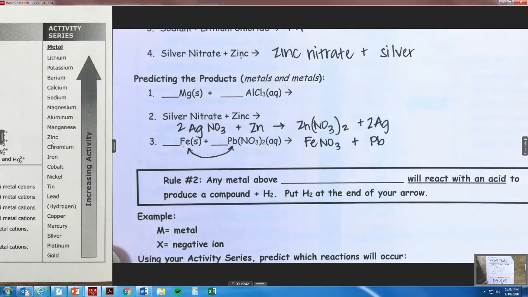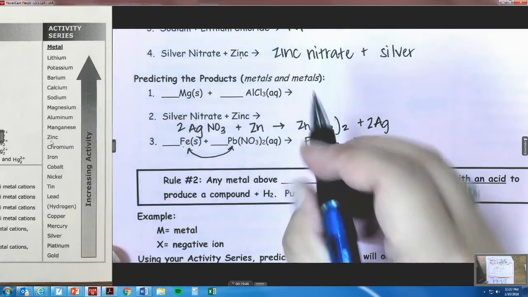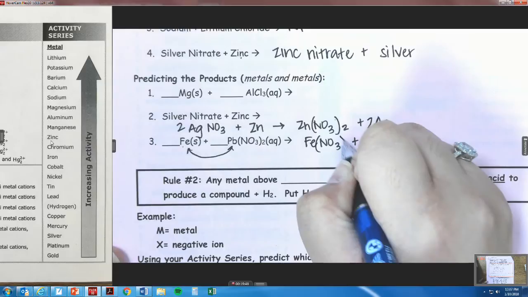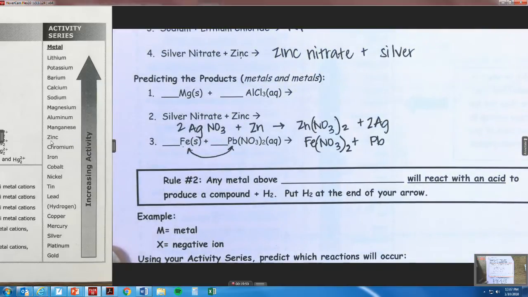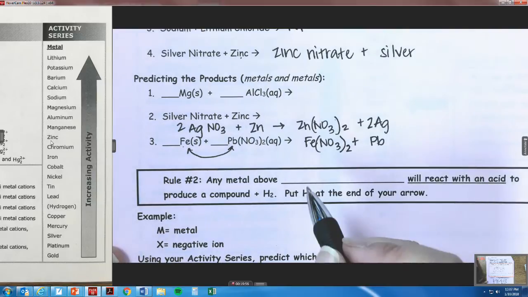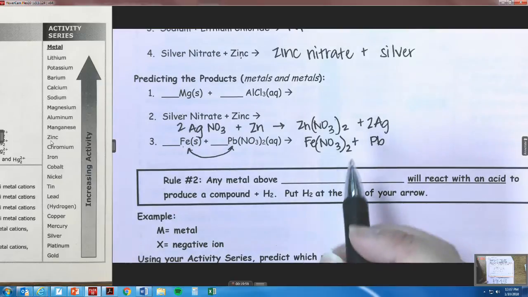So let's see, iron is going to have 2. Okay, so that is actually, now, let me see.